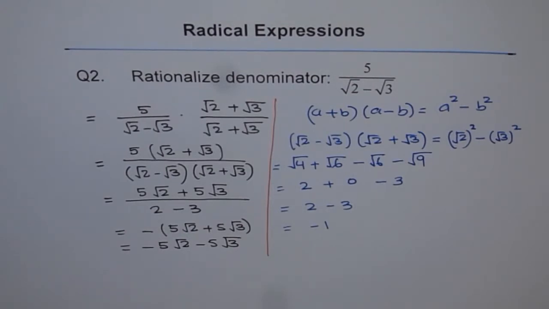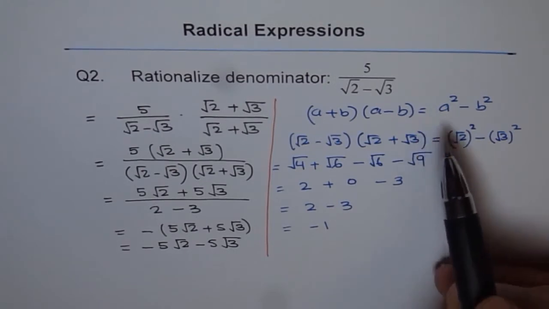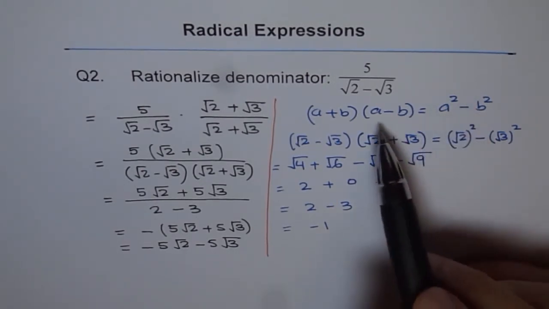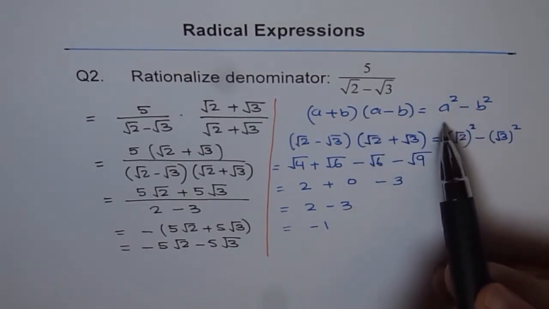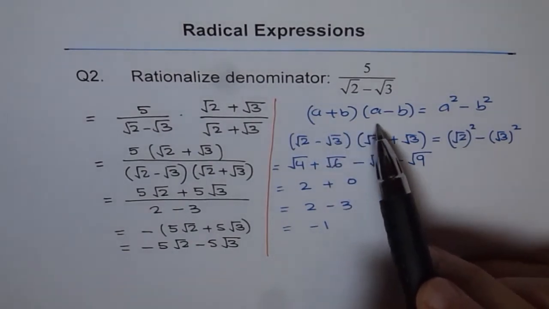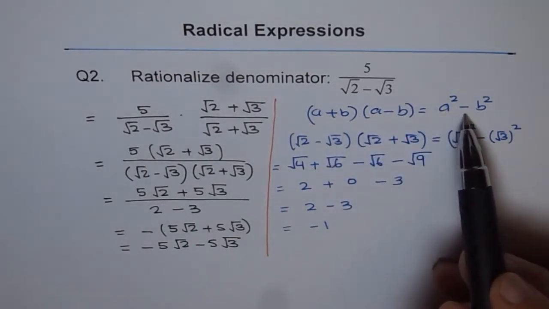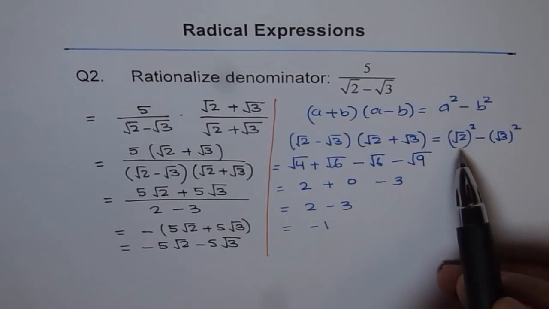Hope this process is extremely clear to you, because we are going to use this now onwards without explaining this particular thing, right? Remember, a plus b times a minus b is a squared minus b squared, and square of a square root is the number itself, correct? That will help you to understand.